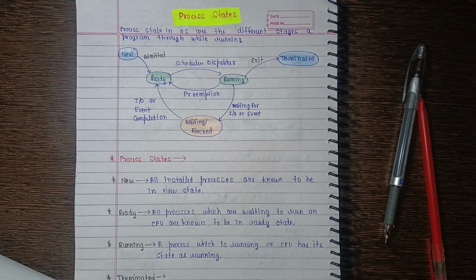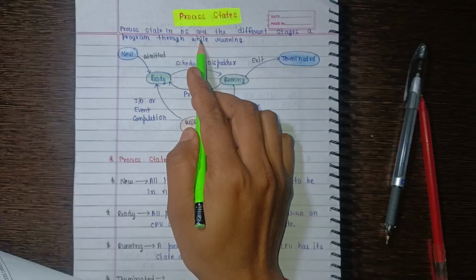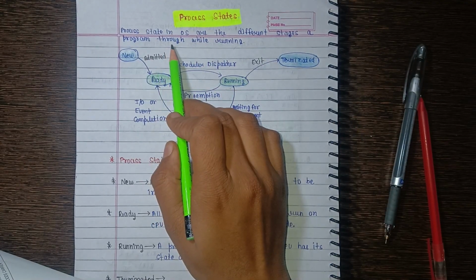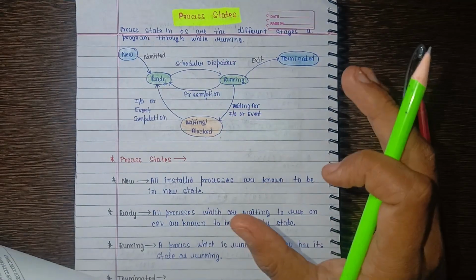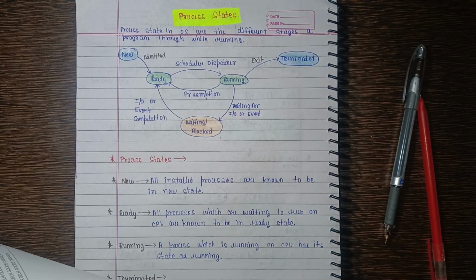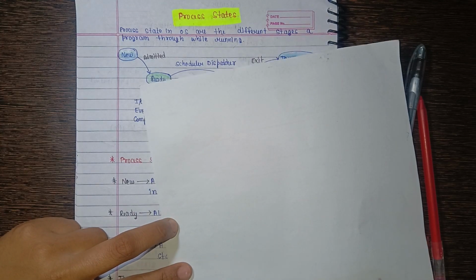Hello guys, in this video I'm going to explain what is process states in operating system. Process states in operating system are the different stages a program goes through while running. Process states represent the different stages of a program when a program is running. Okay, I'm going to explain this by taking a real life example.